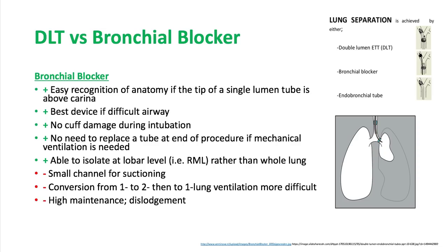The other thing that's good about a bronchial blocker is you can't just block the main stem bronchus of the right or left side. You can actually pass that bronchial blocker out and block at a lower lobar level, like the right middle lobe, and then still be ventilating the upper and lower lobes. The problems with a bronchial blocker is it has a small channel for suctioning. It's harder to get the secretions out. There's a high chance of dislodging it, at least more than a double lumen tube. And so the maintenance of having to go down and look and check that it's in place is more difficult than with a double lumen tube.